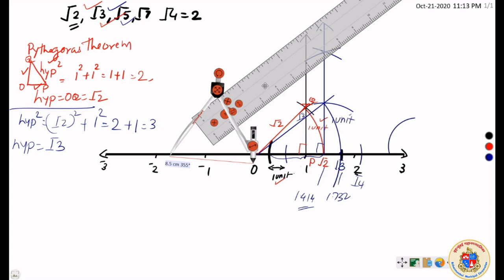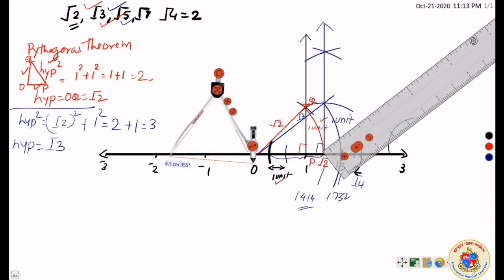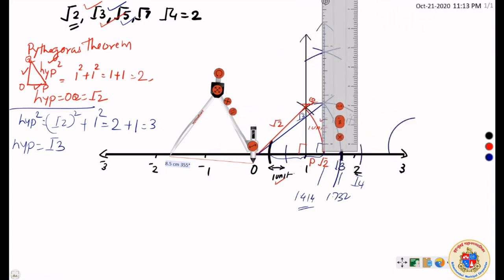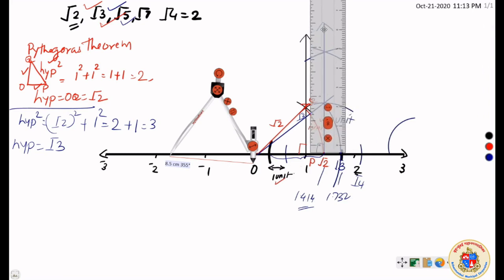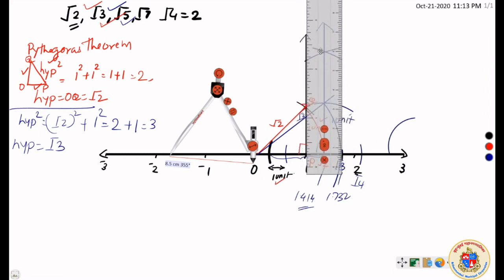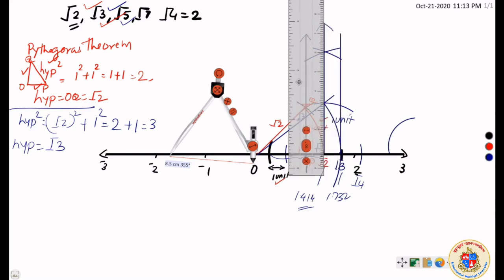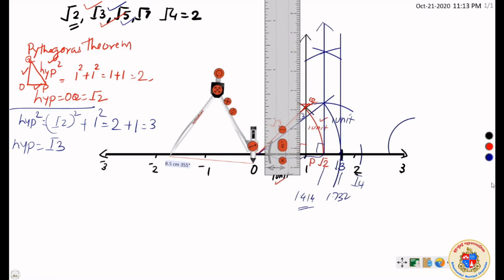Again we will draw a perpendicular at root 3 now, this time. At root 3 we have to draw a perpendicular. How to draw a perpendicular you know now, so I am not wasting time on taking the compass and drawing. Instead I am drawing the perpendicular approximately using the scale, just to save the time of the video. So another perpendicular is drawn.